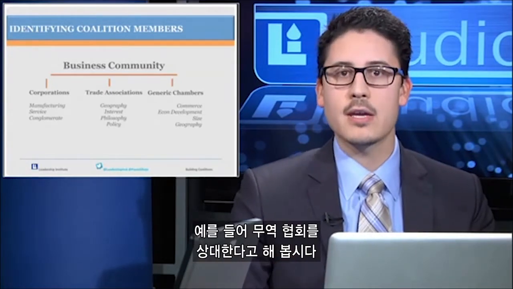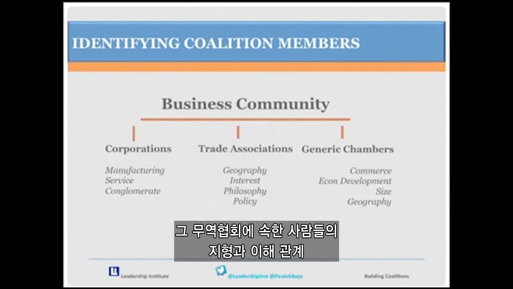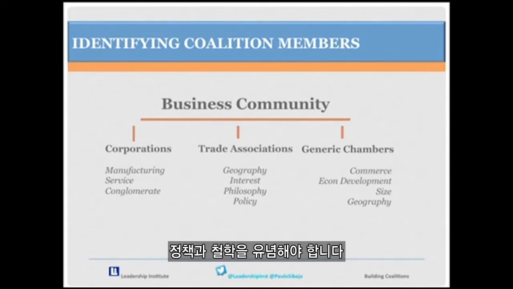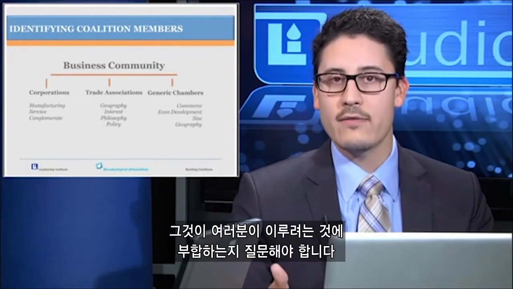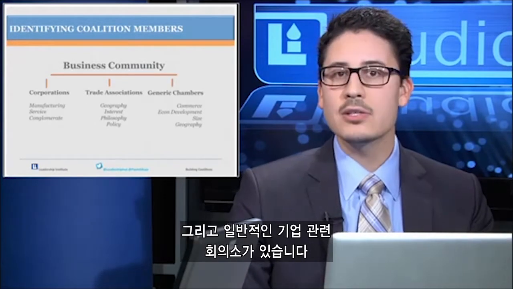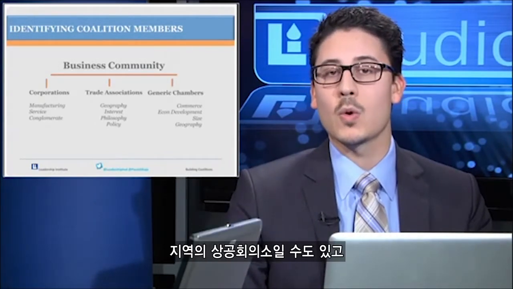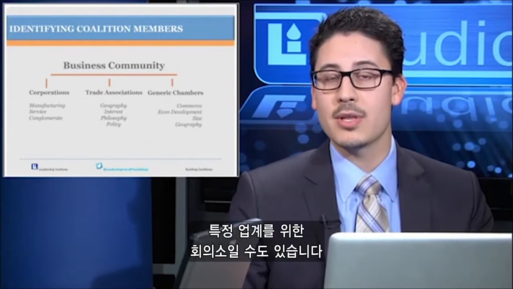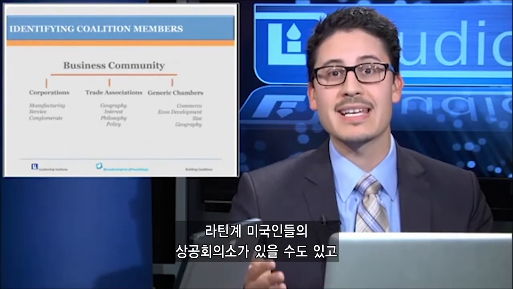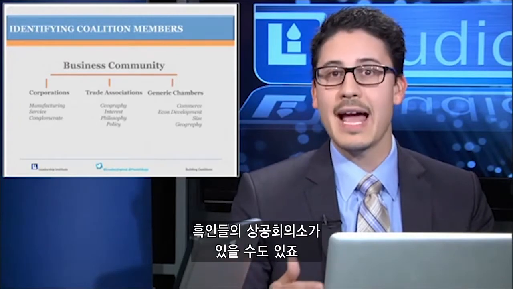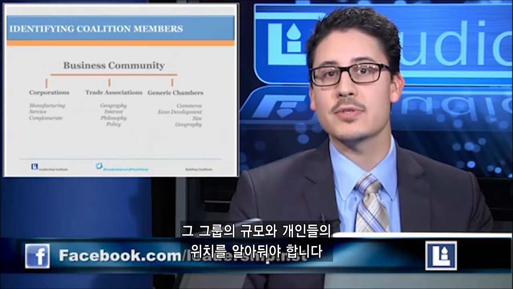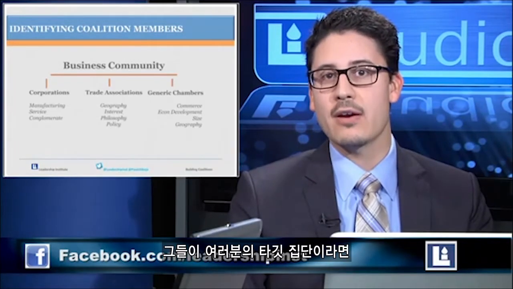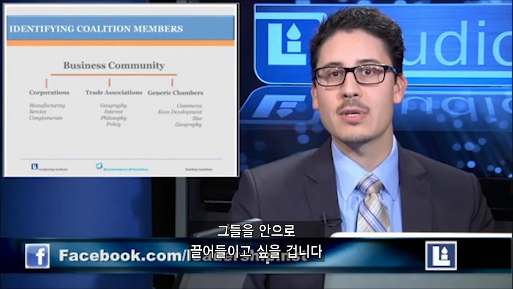You may have trade associations, for example. Keep in mind their geography, the interest, the philosophy, and the policy of that particular trade association. Do they get involved? What is their political philosophy, and does it align with whatever it is that you're trying to accomplish? And then generic chambers. They can be a local chamber of commerce. It can be a chamber that targets specific groups, whether it be the Hispanic Chamber of Commerce, perhaps the Black Chamber of Commerce. You want to keep in mind the size and the geography of these groups, and if they are obviously surrounding the area that you want to target, you may want to bring them into the fold.